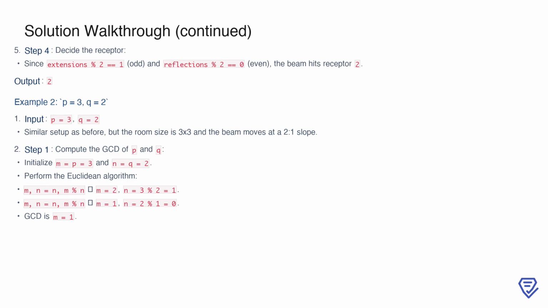Moving on to a slightly larger room with a different slope, we now consider P equals 3 and Q equals 2. The room is now 3 by 3, and the beam moves at a slope of 2:1.